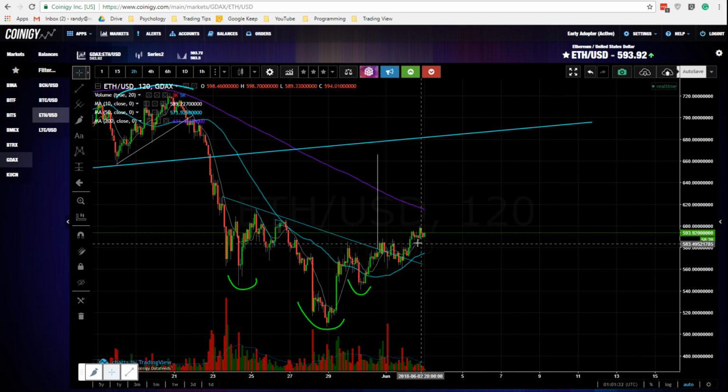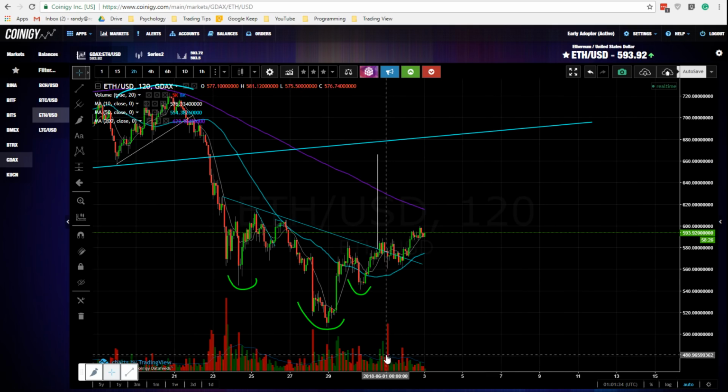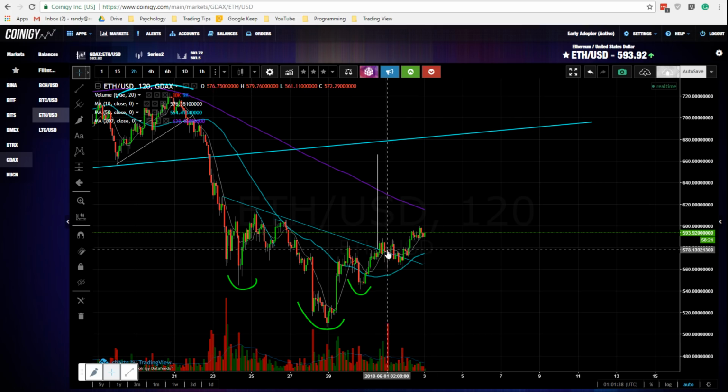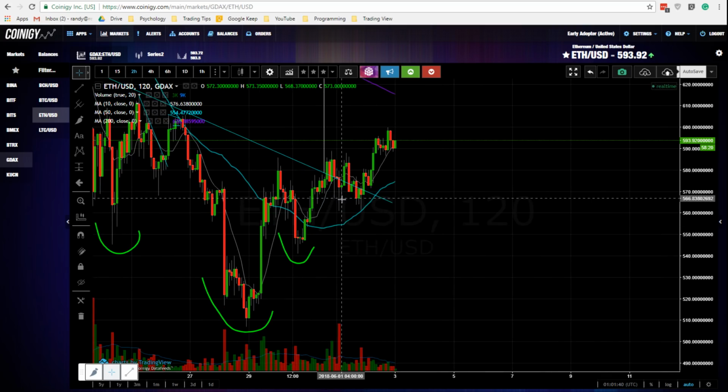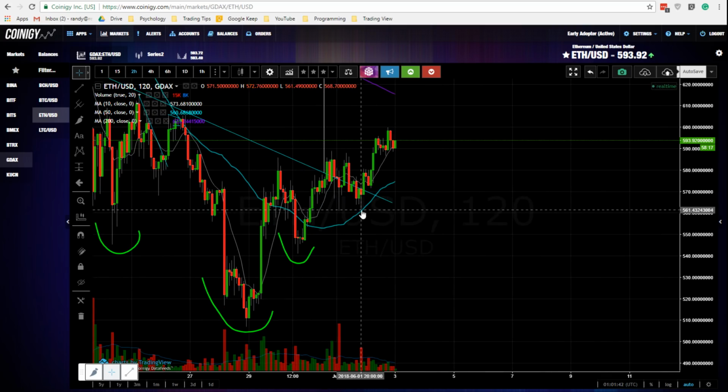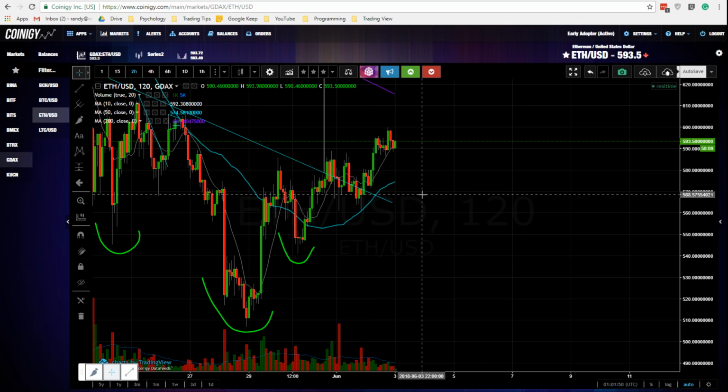The consolidation here around the neckline, you can see we had this one big red candle right here, kind of in the middle of nowhere. Looks like it's a little bit of a bottoming candle. We actually didn't get any lower than that on this throwback, on this higher volume. So it looks like this is our bottom in Ethereum for right now at the 561 area.